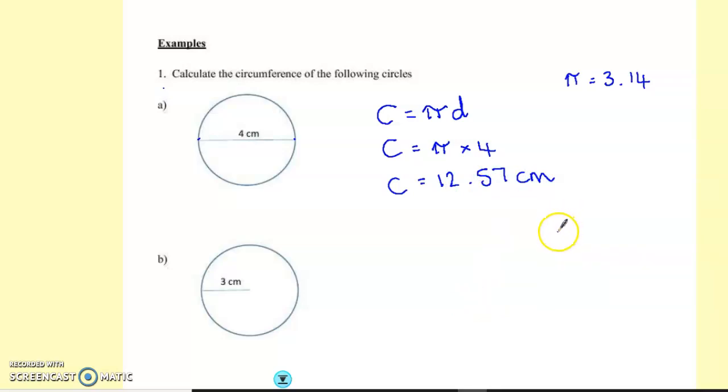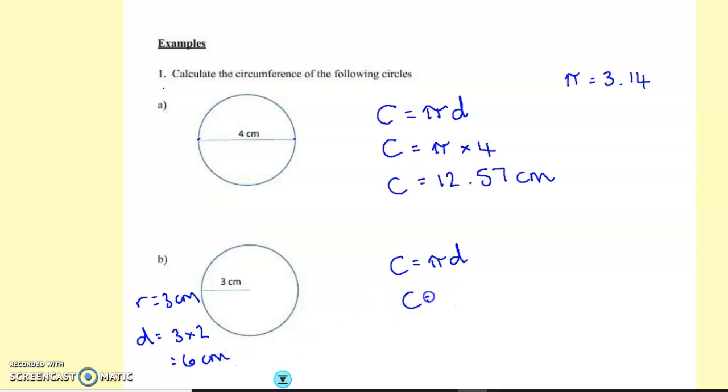Looking at the next one, still wanting to calculate the circumference, I'm still using the formula C equals pi d. I need to know the diameter of the circle so that I can calculate the circumference. This time, instead of being given the diameter, I have been given the radius. I can still work it out because I know that the diameter is double the radius. So if my radius is 3 centimetres, my diameter is double that, which is 6 centimetres.